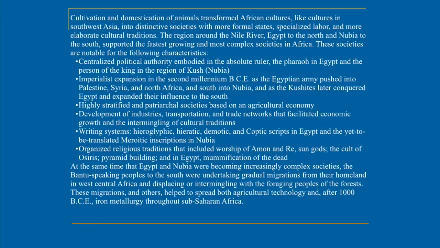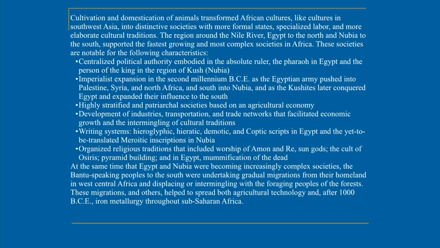Cultivation and domestication of animals transformed African cultures, like cultures in Southwest Asia, into distinctive societies with more formal states, specialized labor, and more elaborate cultural traditions. The region around the Nile River, Egypt to the north and Nubia to the south, supported the fastest growing and most complex societies in Africa. These societies are notable for the following characteristics. First, centralized political authority embodied in the absolute ruler, the pharaoh in Egypt, and in the person of the king in the region of Kush, or Nubia.